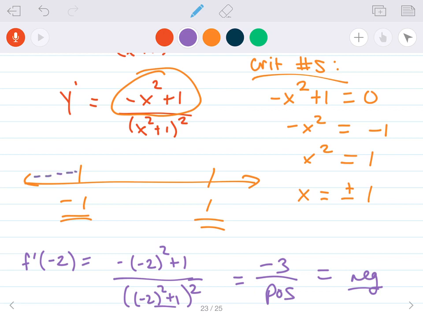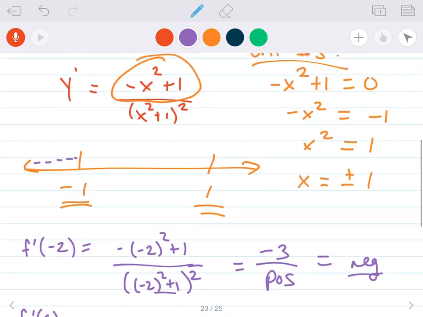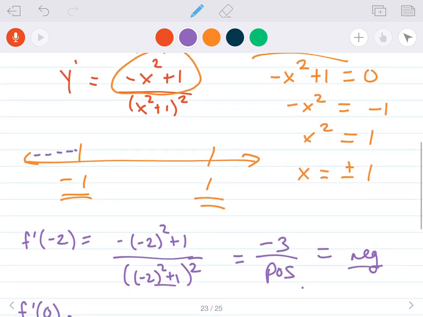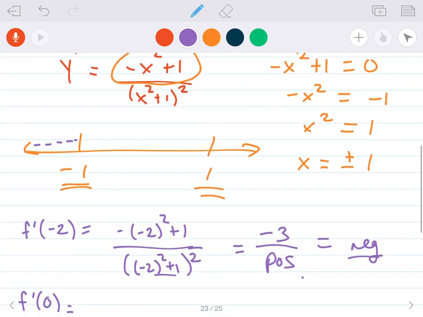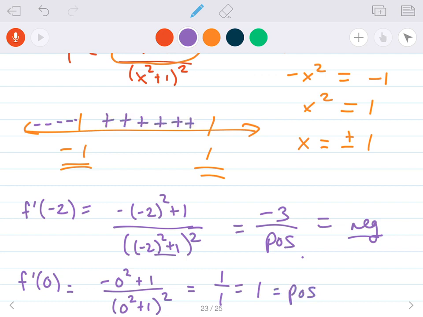Now let's look between negative 1 and 1, perhaps 0. So f prime of 0. Well, that's going to be a problem because, wait, is it going to be a problem? No, it's not going to be a problem. Sorry. Let's plug in 0 into the derivative. That is not going to be a problem at all. So what we get is 1 over 1, which is 1. That's positive. All right, so it looks like we do have a local max or min.